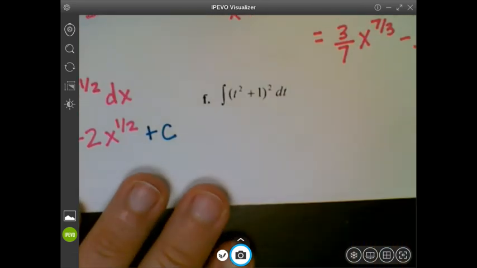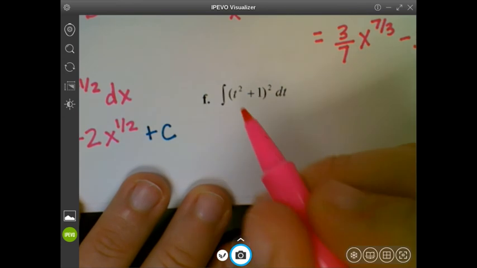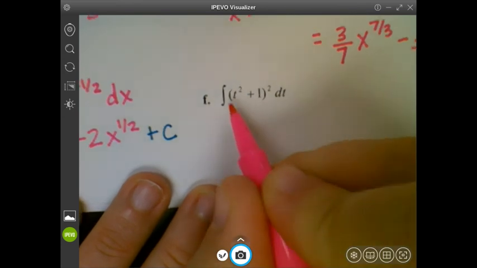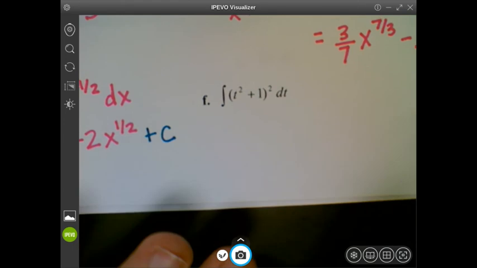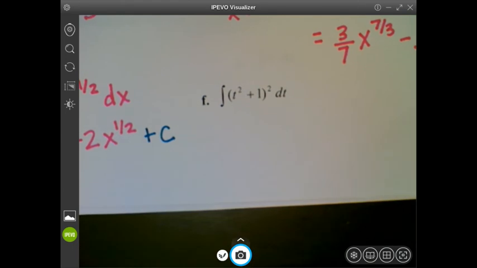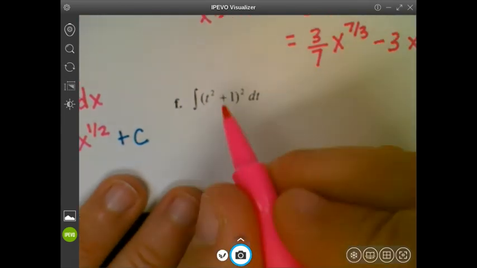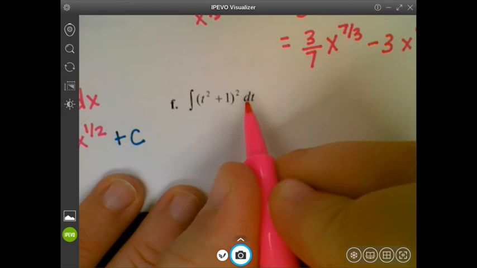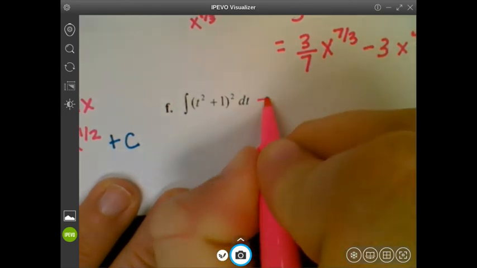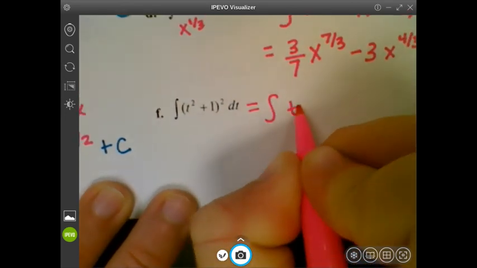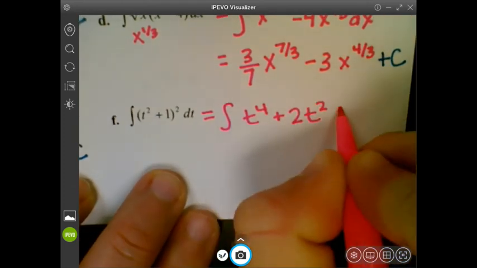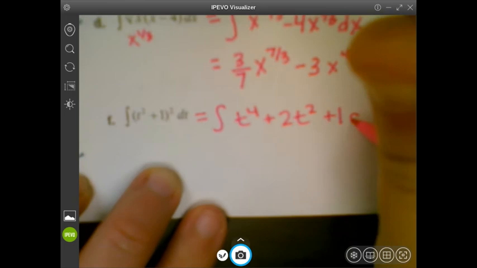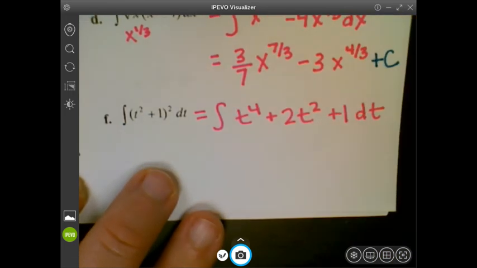All right, here is the next one. Same thing as before. This would be some kind of chain rule going on here, and we're going to talk about what the chain rule looks like for integrals next week. As of right now, the easiest thing is to just go ahead and multiply this out. So do t squared plus 1 times t squared plus 1. So our new integral is actually going to be t to the 4th plus 2t squared plus 1. And this is dt because my variable is not x anymore, it is t.